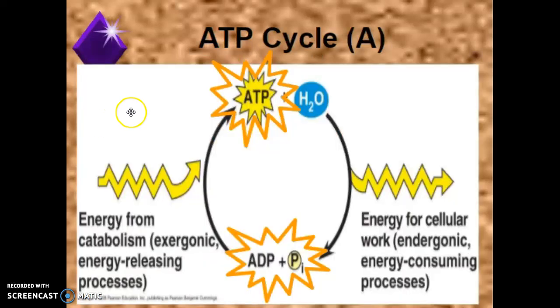Here's a picture that kind of shows that process. Energy from catabolism, when we break things down and their energy is released, that energy is going to reform ATP. It's going to do this arrow. Then we're going to add water and hydrolyze and dephosphorylate, and we're going to release free energy to do endergonic reactions, to do anabolic reactions, and we're going to reform our ADP and our inorganic phosphate.